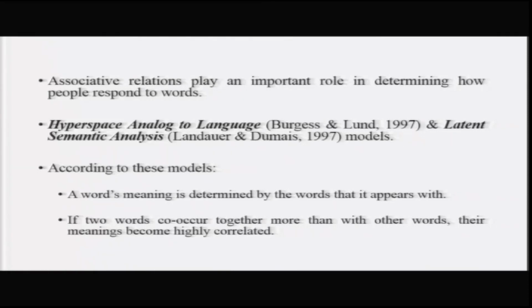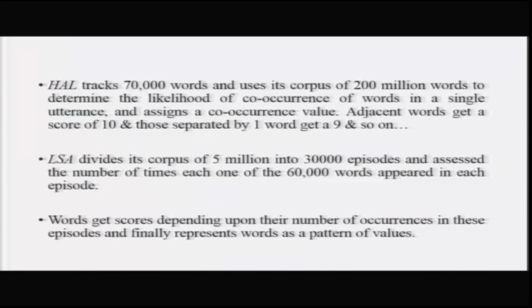So in both of these models, a word's meaning is determined by the words it occurs with. So for example, if you don't know the meaning of a word, but you see what words occur around it, you might be able to judge the meaning of this word. That's the whole point. And they are kind of counting on the fact that if words are co-occurring together more with each other than with other words, then there should be in some sense a linkage between these two things. So that is also something that these models build upon.